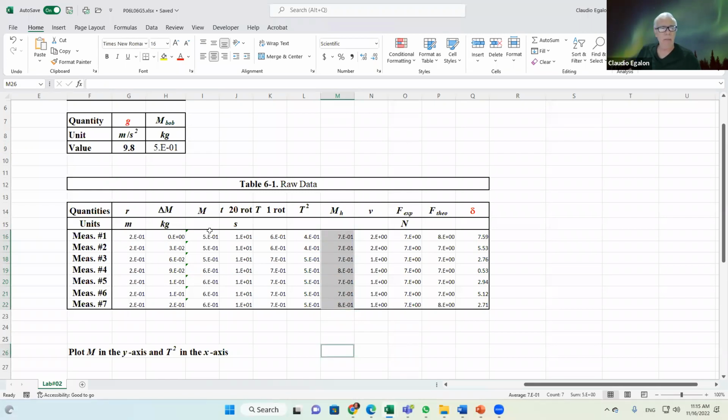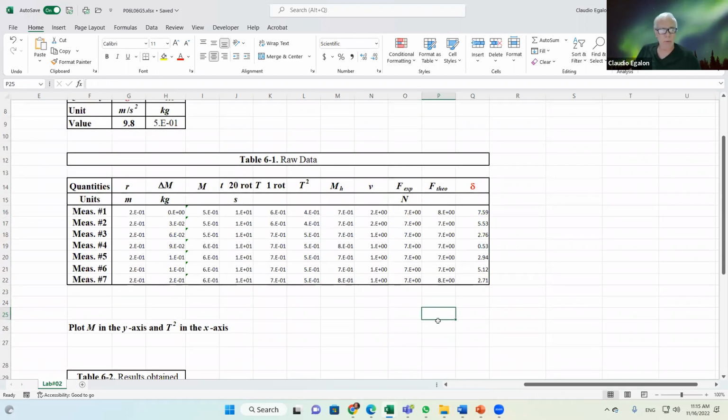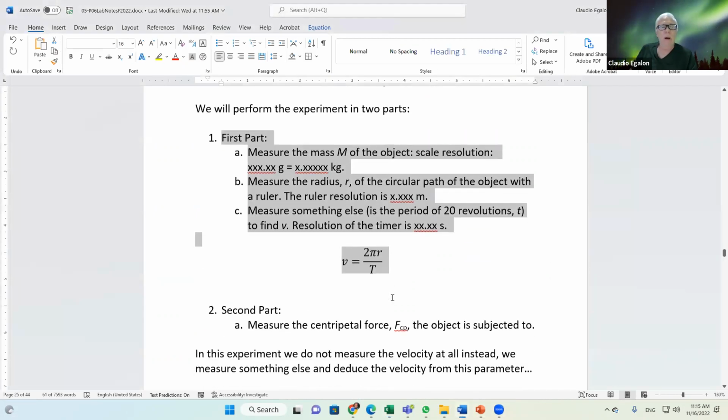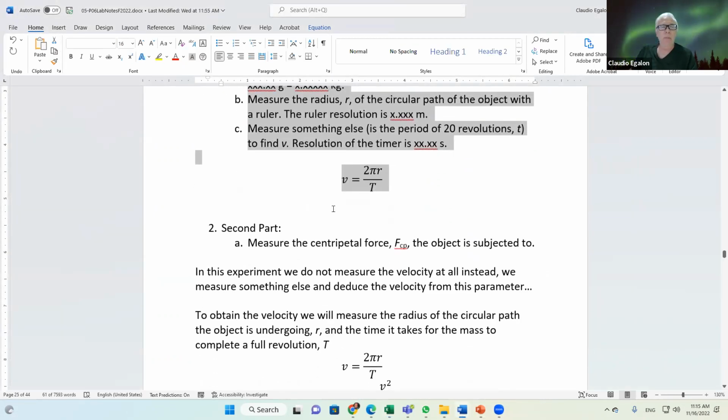Here we determine the period of rotation of the mass, which allows us to determine the tangential velocity of the mass. And here we found the experimental value of the centripetal force. What we have to do is verify if the equations for centripetal acceleration and centripetal force are correct, if the experiment is compatible with our theory. Here are the first and second parts.